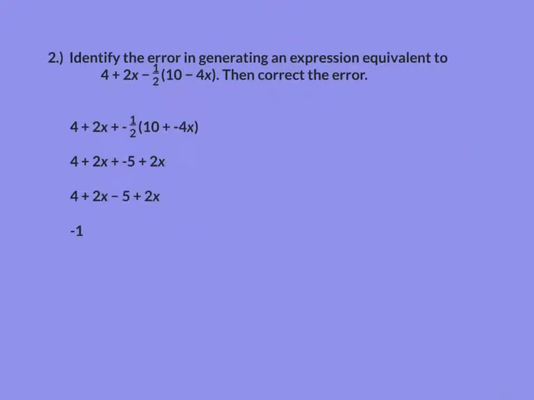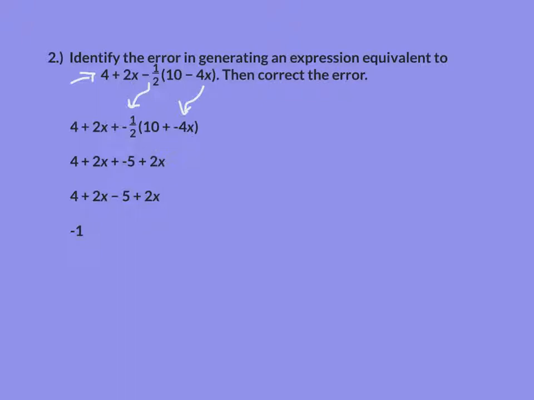Okay, move along. We're going to identify the error in generating the expression equivalent to the one they gave us here. It's pretty simple to note. The first thing they already did, which I think we would agree with, is change the subtraction to plus a negative here and here. I would say that is absolutely fine, as we did that a couple of lessons ago.